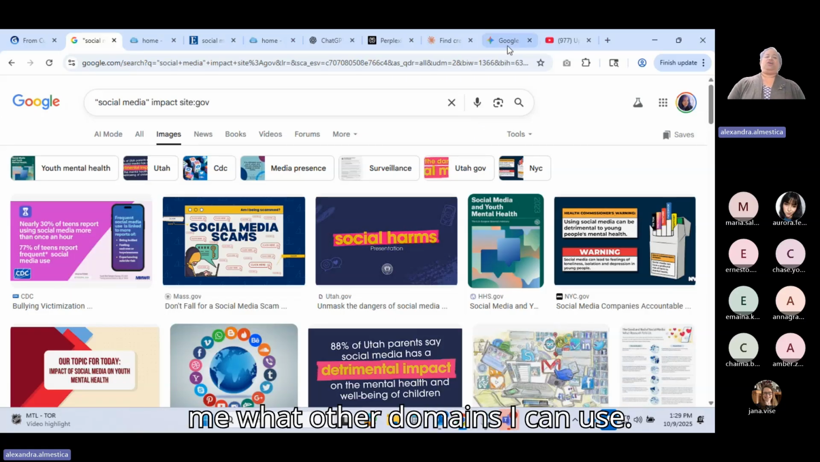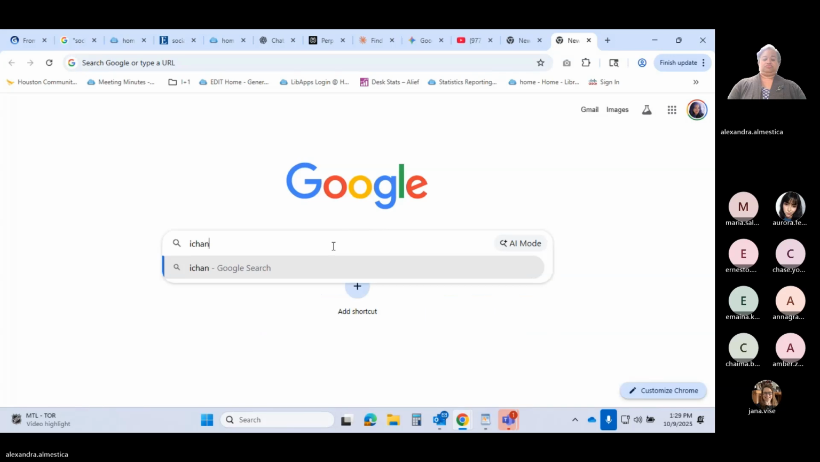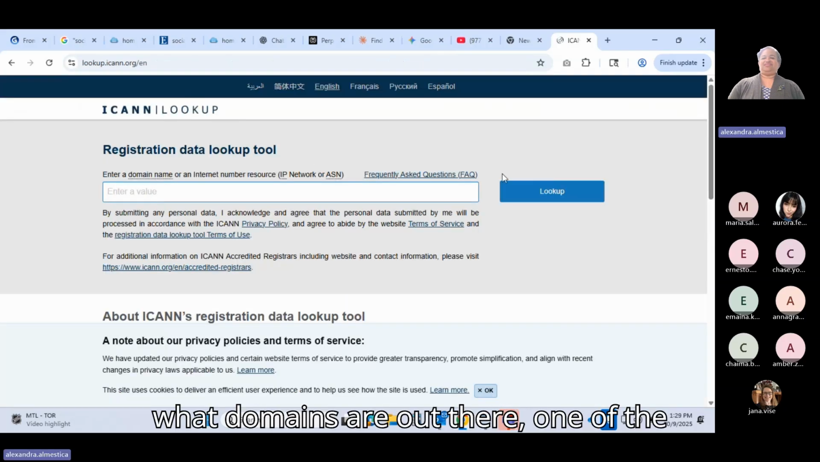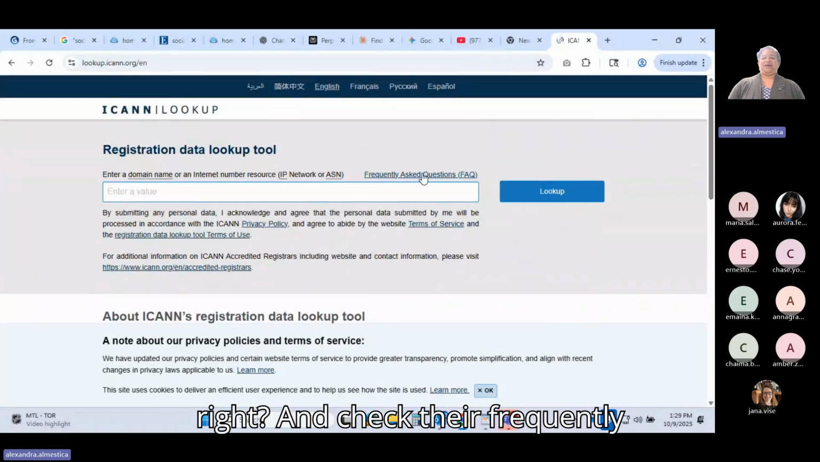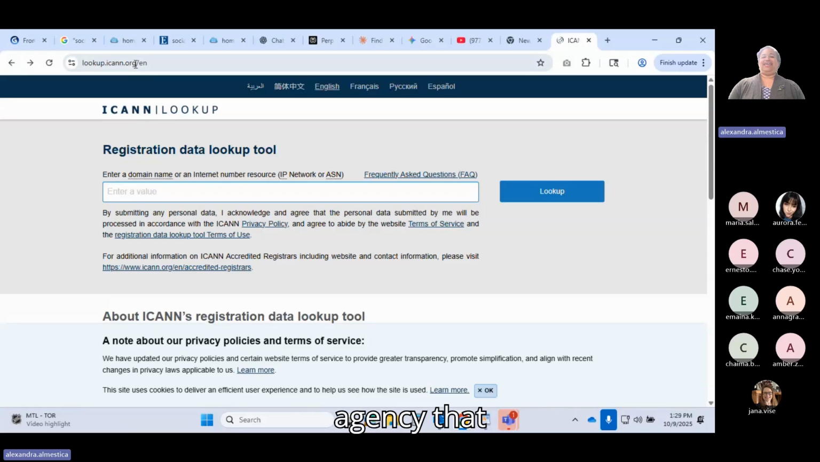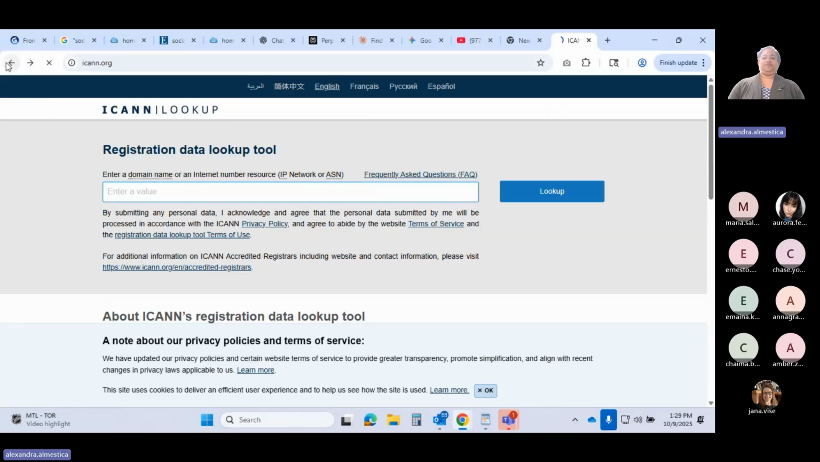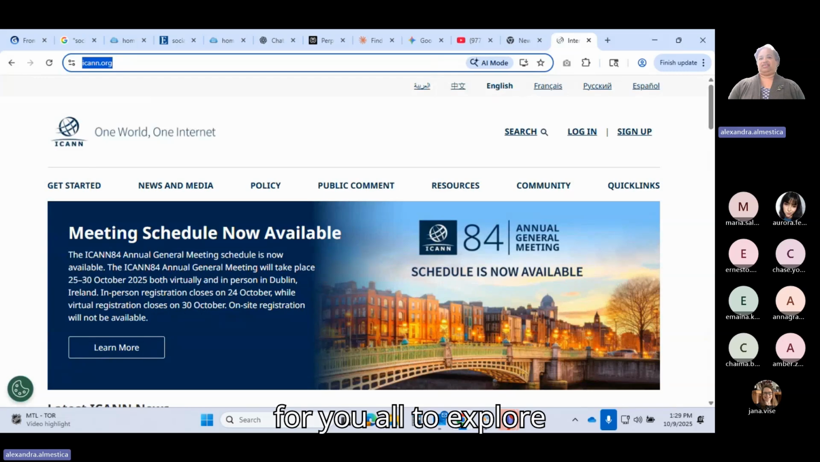Some students ask me what other domains they can use. There are a lot of domains out there. If you ever want to know what domains are out there, one of the best places to look is ICANN, and check their frequently asked questions too. ICANN is the agency that manages all the domains across the globe. I'm going to drop this in the chat for y'all to explore later.